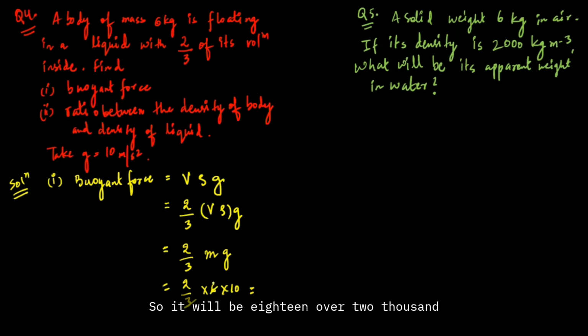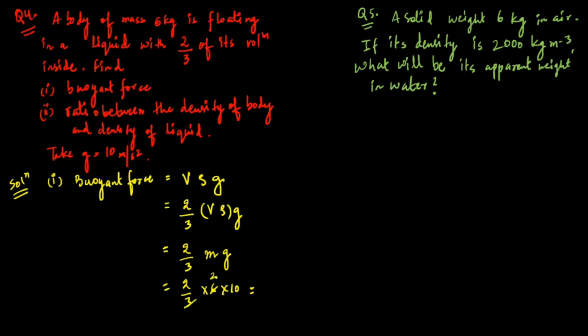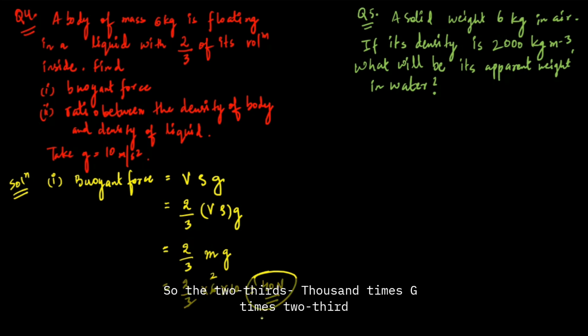So it will be 18 over 2,000. The buoyant force is 0.009 newtons. Wait, wait. Buoyant force is rho V g, right? So 1,000 times g times 2/3.